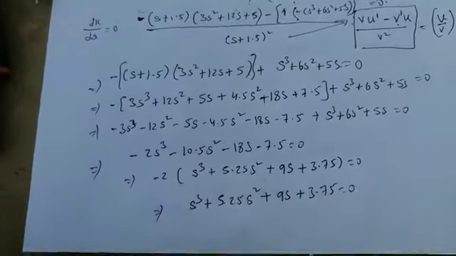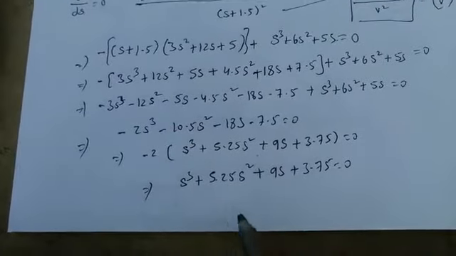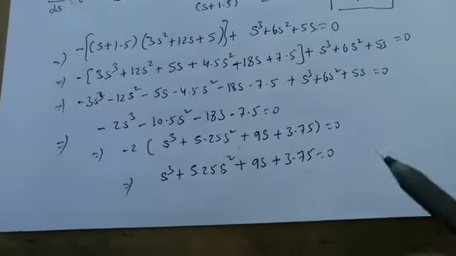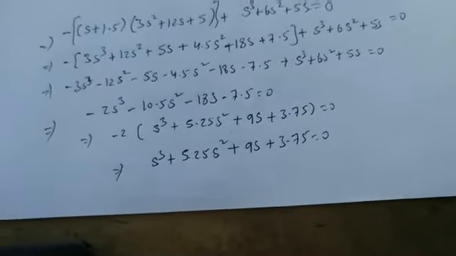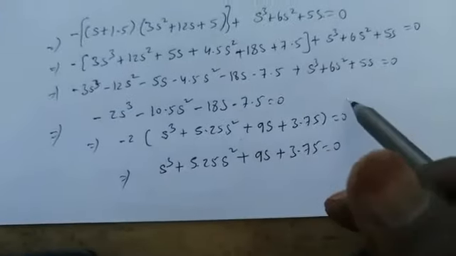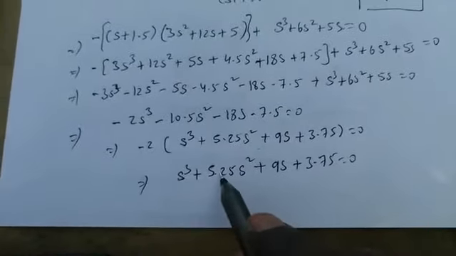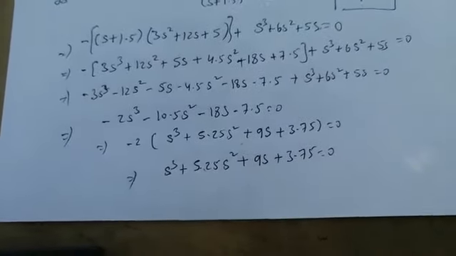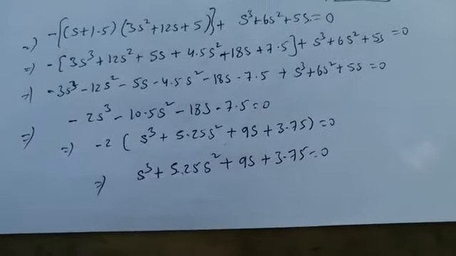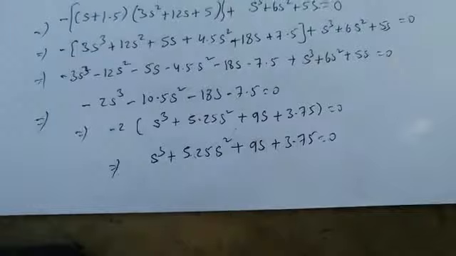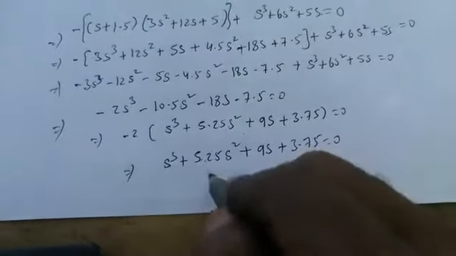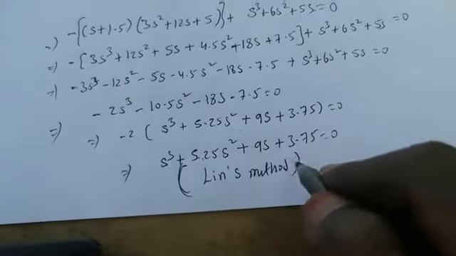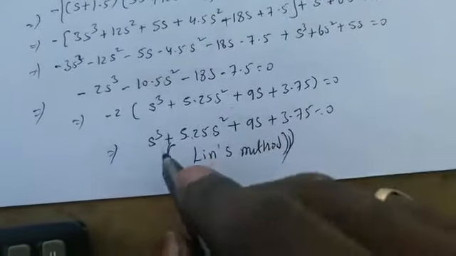Generally we already know that when the equation represents a third order or fourth order, first of all we substitute s equals to 1 and check whether it is equal to 0. If it is equal to 0, that number is called a root of that equation. But here it is in the form of decimal points, so in this type of equation we can't find the roots by using the normal method. For this type of equation, we can find the roots by using Lin's method.